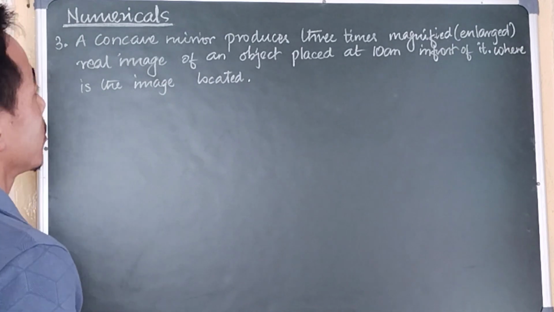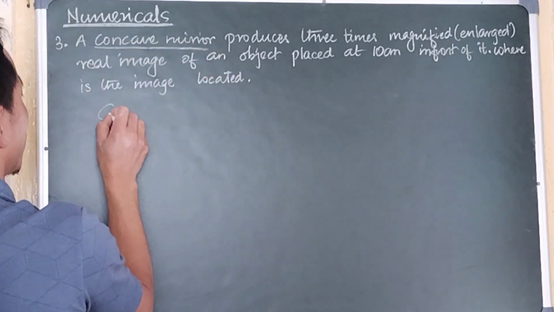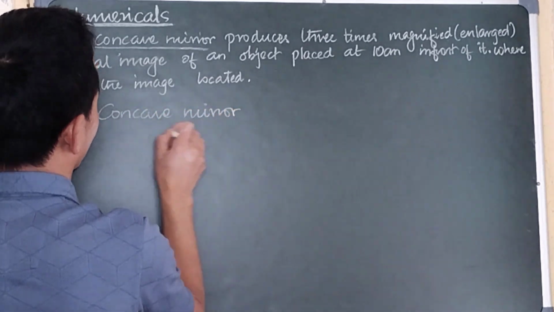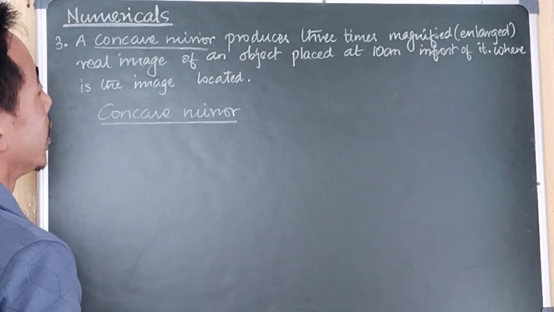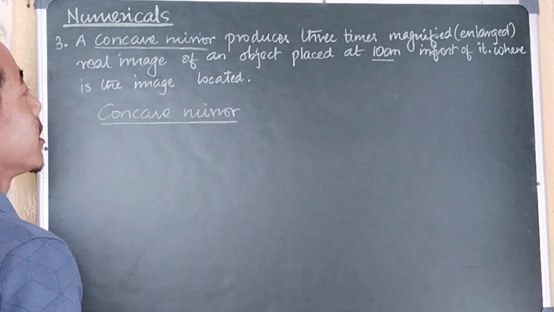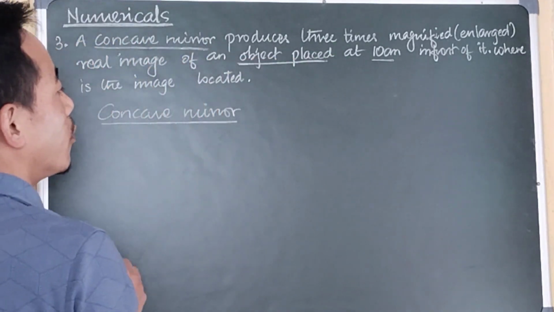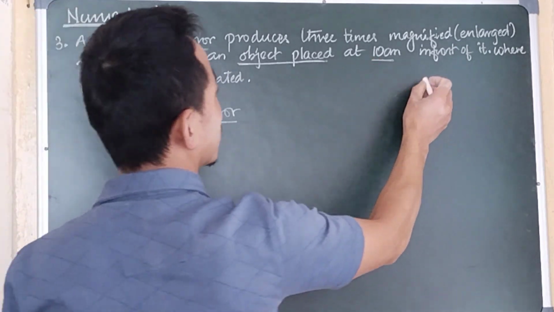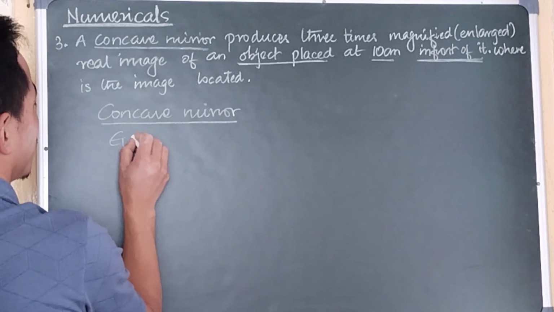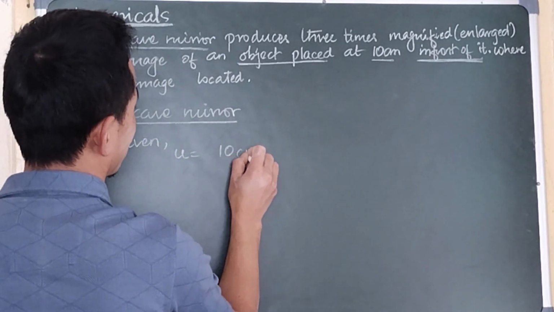So here we have 2 values. First of all, let's say the mirror. You write the name of the mirror. What kind of mirror are we using? We are using a concave mirror. Now one value we can clearly see here is 10 centimeter. So what is this 10 centimeter? Object placed. That means we have an object which is placed at a distance of 10 centimeter in front of the mirror. So this 10 centimeter is nothing but our object distance. So here u is equal to 10 centimeter.